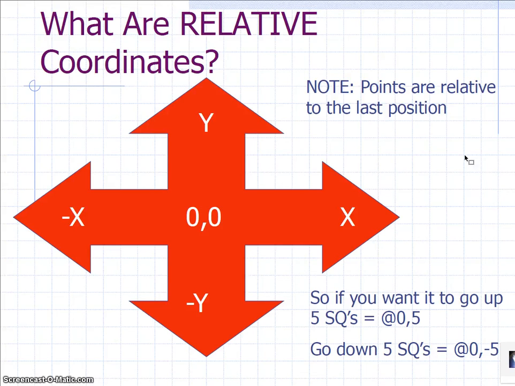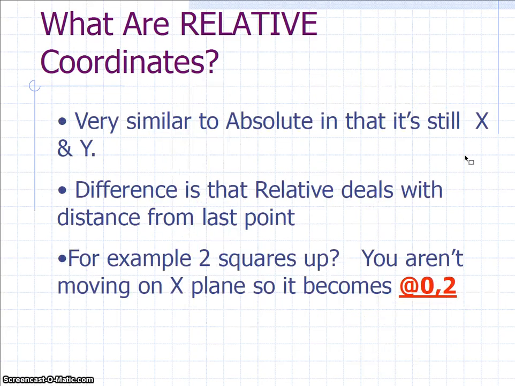And if you wanted it to go down, you would say negative. That's how that one works. If you wanted it to go to the left instead of the right, you would say at negative 5, comma 0. So that's how the relative works. It's kind of like a combination of the absolute system, but in reference to the last point. So think of it very similar.